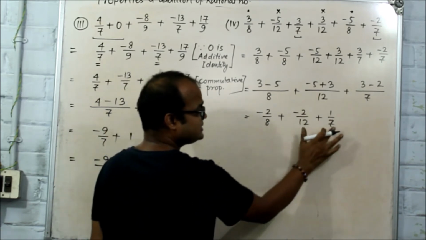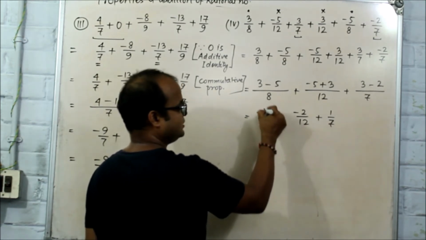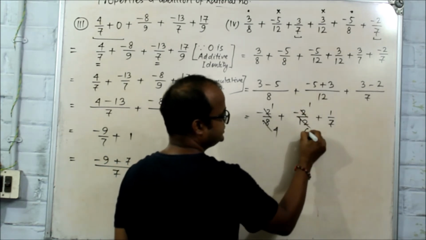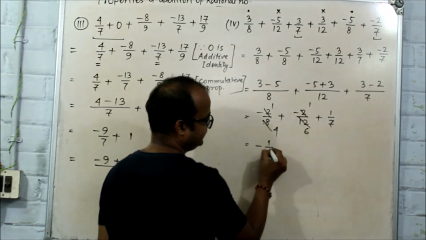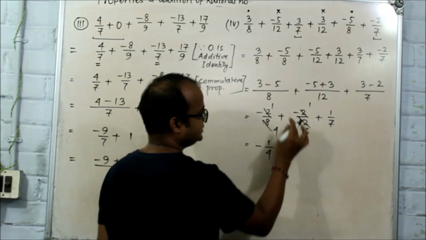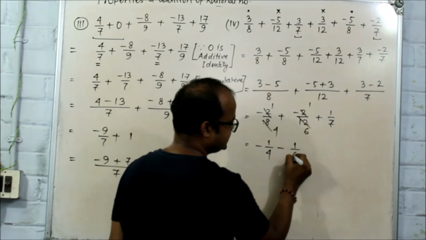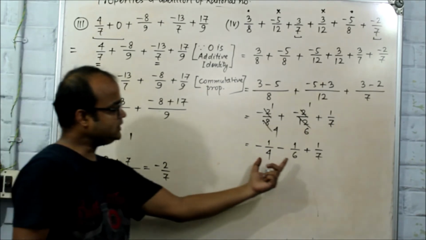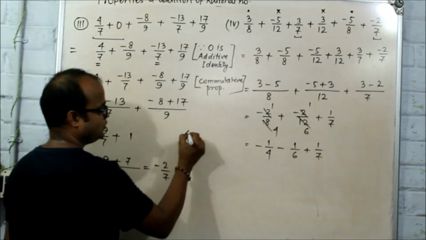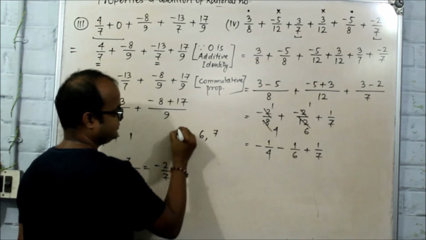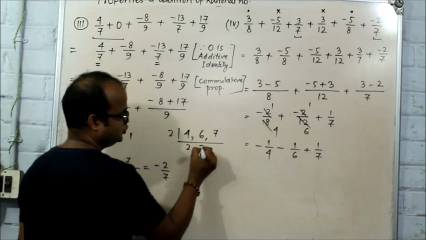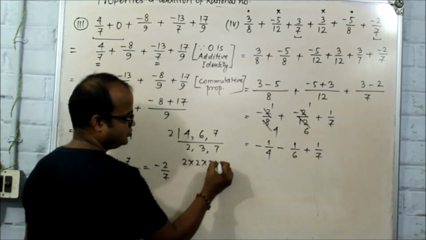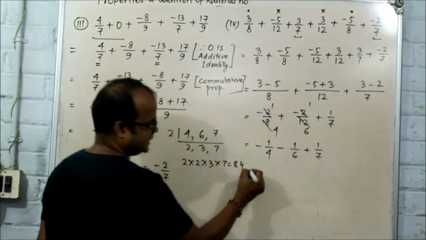Now, as denominators are different, now you can cancel. 2 1s are 2, 2 4s are 8, 2 1s are 2, 2 6s are 12. So we get minus 1 by 4 plus minus 1 by 6 plus 1 by 7. Now find out the LCM of 4, 6, 7. 2, 2 1s are 2, 3, 7. So LCM is 2 2s are 4, 4 3s are 12, 12 7s are 84. So LCM is 84.